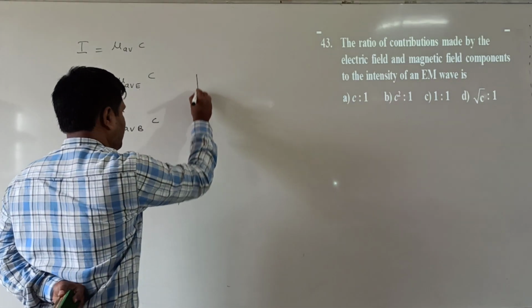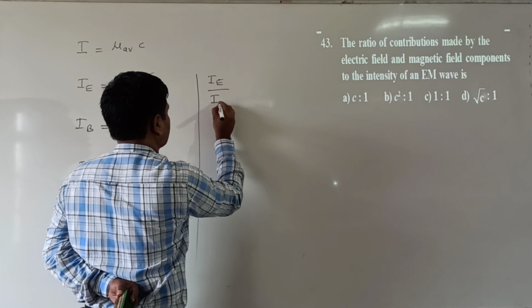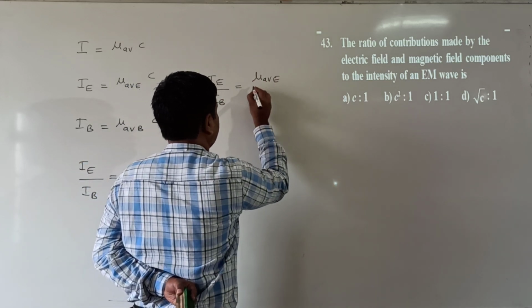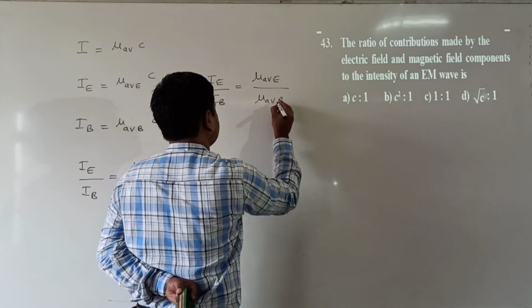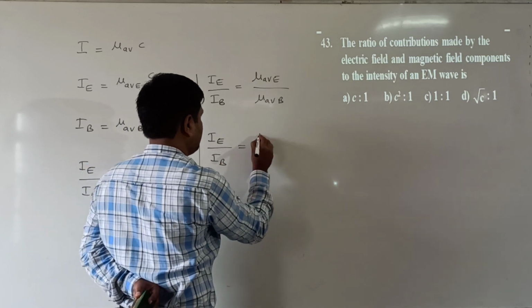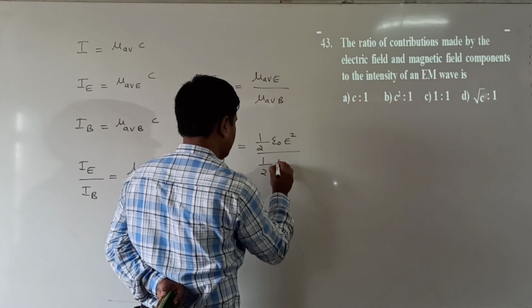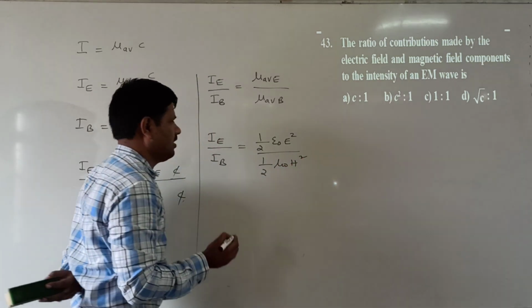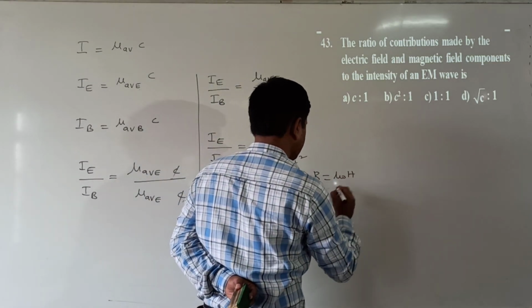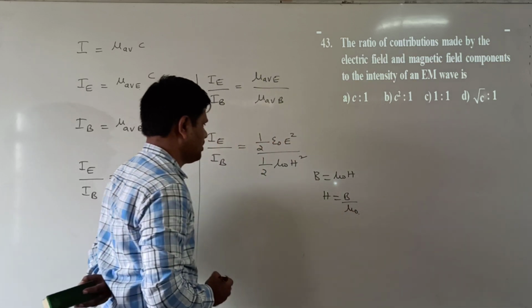Now I_E by I_B is equal to the average electric energy density by the average magnetic energy density. This value is half epsilon naught E square by half mu naught H square in terms of H. But B is equal to mu naught H, so H is equal to B by mu naught. In terms of B, I am changing it here.